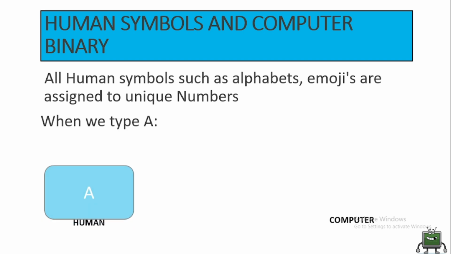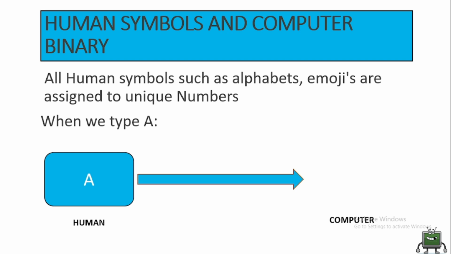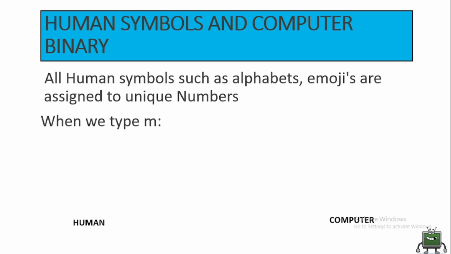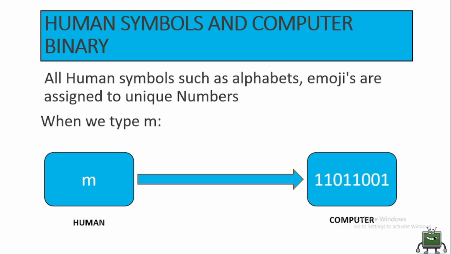So when we type A, the computer does not see A; the computer sees 01000001. What happens is that when we type A, the computer takes the number that has been assigned to A and then represents that number. So when we see A, the computer is seeing the binary representation of the number assigned to capital A. Likewise, when we type small letter m, the computer does not see m, but sees the binary representation of the number that has been assigned to m.